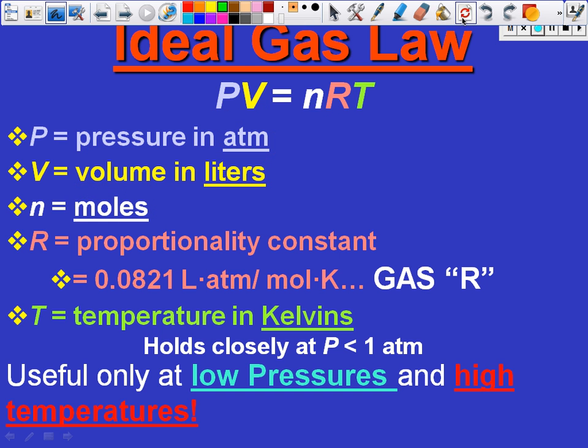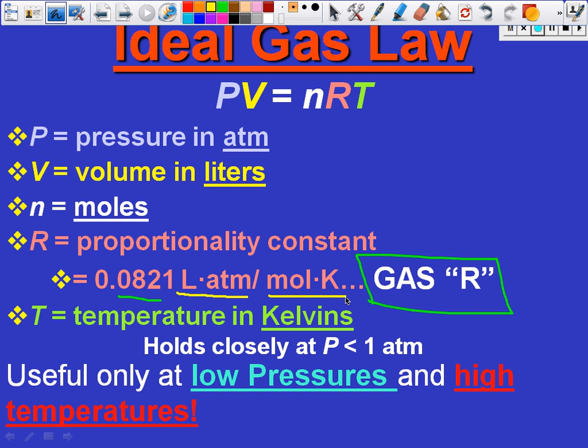Now, in the last lecture, lecture 2, I mentioned this R thing, this R constant value. This is called the proportionality constant, or what I like to refer to as the gas R. This is the number you need to memorize. It is 0.0821, and this is the part where you're going to mess up again. The numerical value, 0.0821 liters times atmospheres over mole times Kelvin. The way I like to say it is Latam over Molk. Again, it's just an easy way to remember it. Latam over Molk is the best way to remember that.